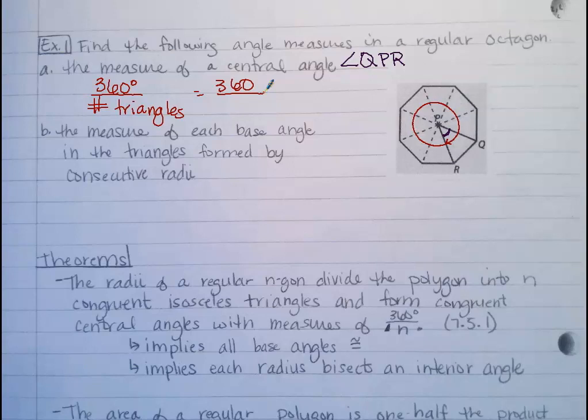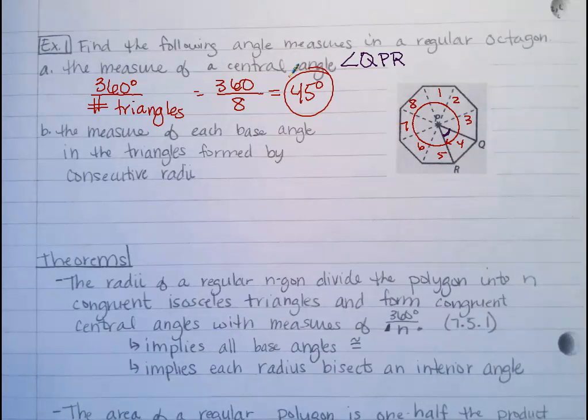How many triangles are in this shape? How many triangles are in here though? 8. Do we agree that there's 8 triangles? 1, 2, 3, 4, 5, 6, 7, 8 triangles. So what's 360 divided by 8? 45. You agree with that? So the central angle is 45 degrees. Almost just put 45 percent. Nice.